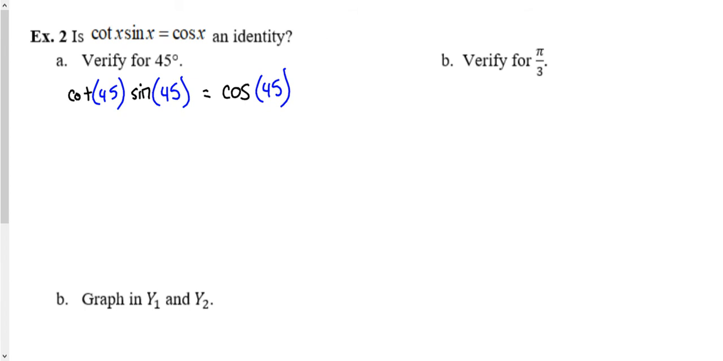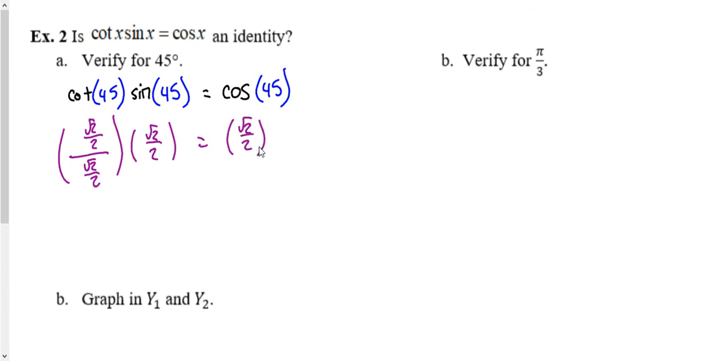So let's start to rewrite a few of these. Cotangent is just cos over sine. At 45, it's root 2 over 2 divided by another root 2 over 2. That's going to be multiplied, because that's my first solution there, by sine at 45 degrees, which is root 2 over 2. Cos at 45 is also root 2 over 2. And really, I didn't need the brackets around this answer or the solution for cos, but I'm just going to leave it alone. Here on the left, this is just 1 because they just divide each other out.